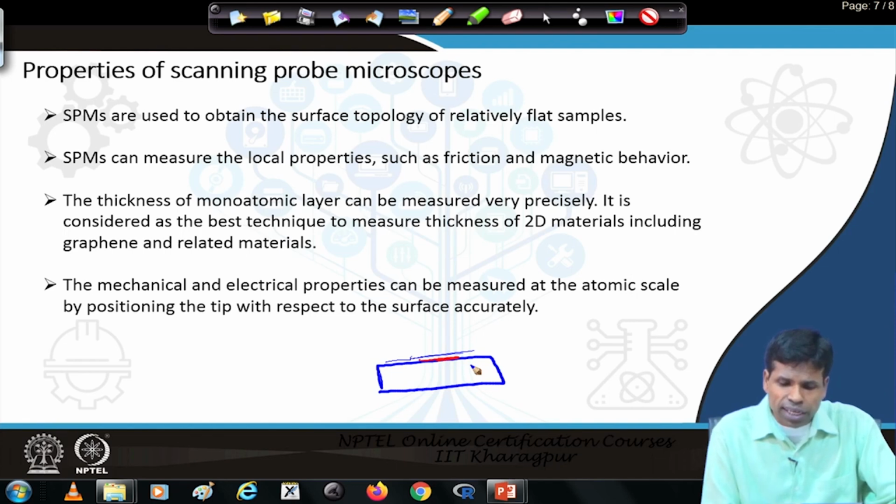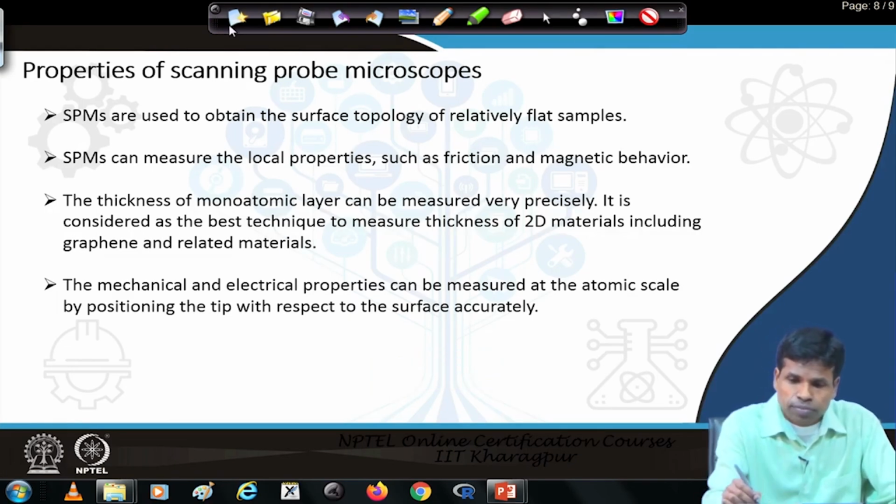The mechanical and electrical properties can be measured at the atomic scale by positioning the tip with respect to the sample. Different types of mechanical and electrical properties of all kinds of nanomaterials can be measured using this technique, because for nanomaterials, which are very small, we also need probes of that small size to study their mechanical and electrical properties.